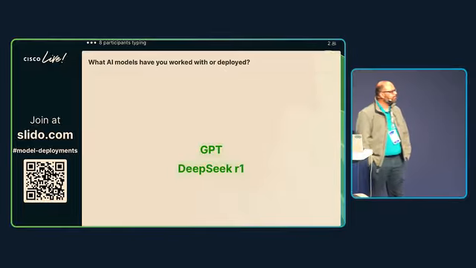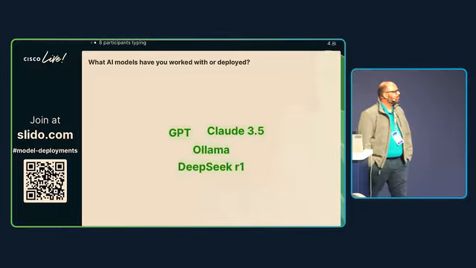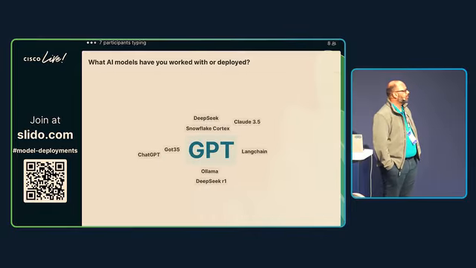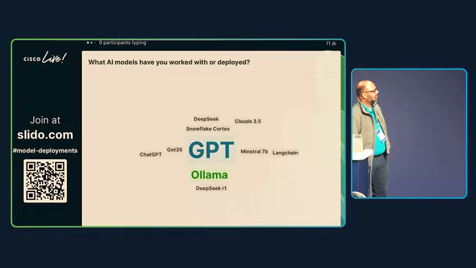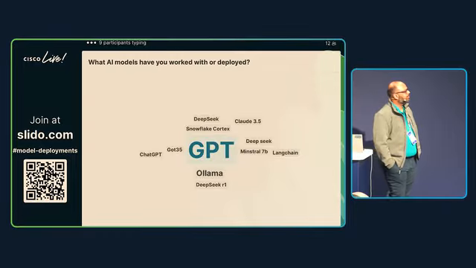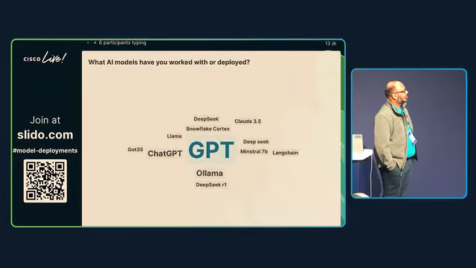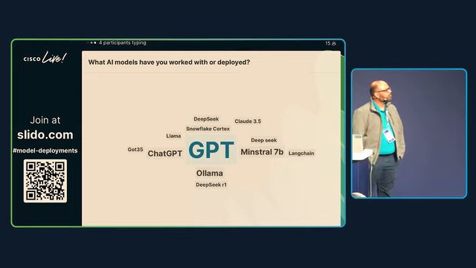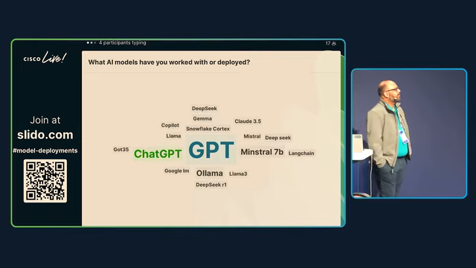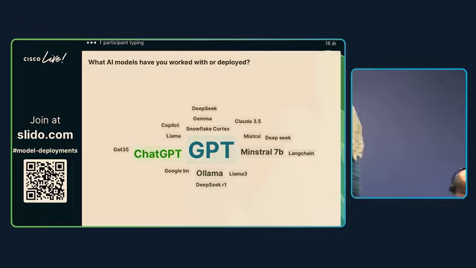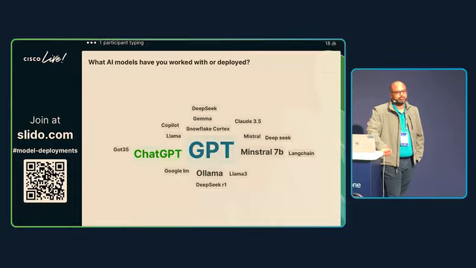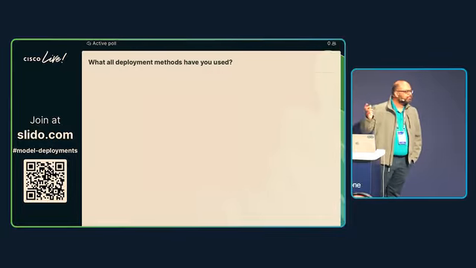Okay, I can see DeepSeek and GPT, Claude 3.5. Okay, nice. Mistral as well. Okay, a lot of people are trying out DeepSeek. Okay, Llama models. So most of them are using GPT. Nice. So when you are trying to use GPT, these GPT models are mostly hosted by a third party. You are not hosting it.